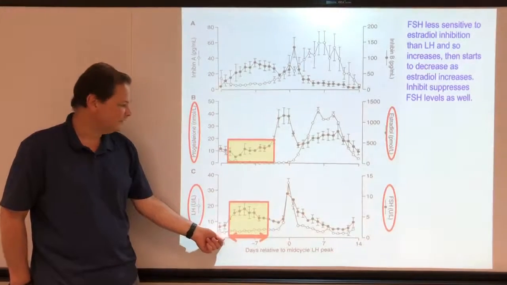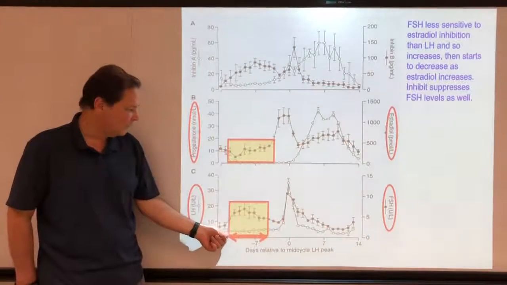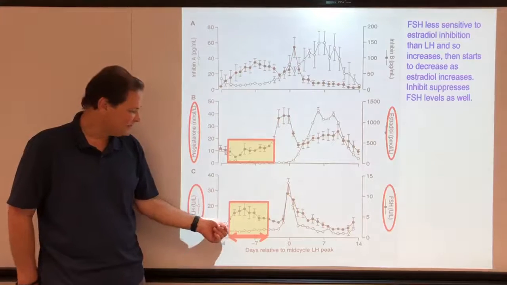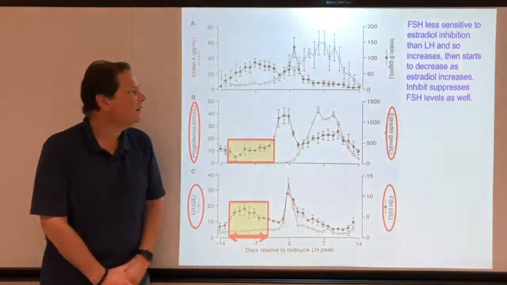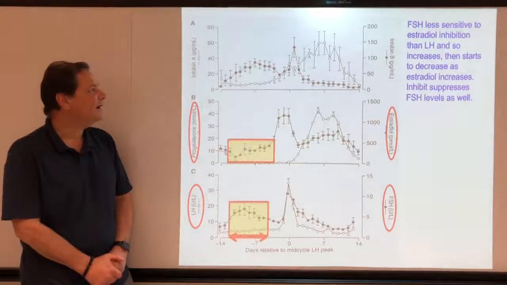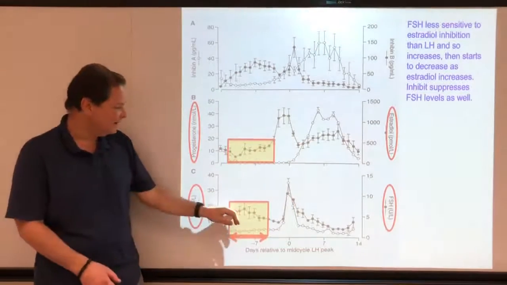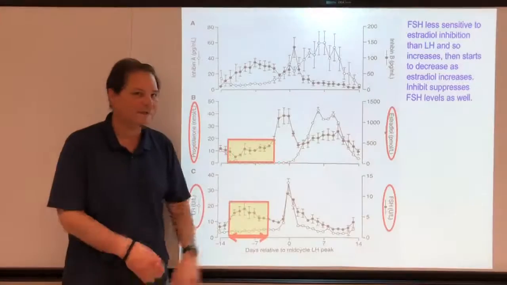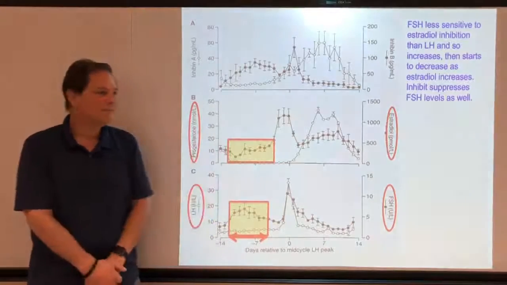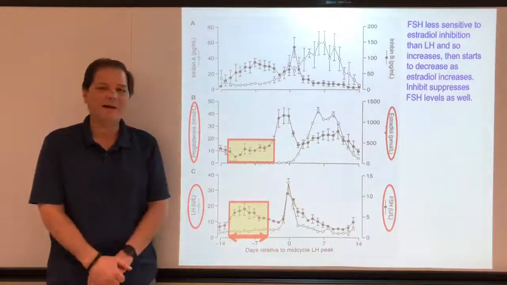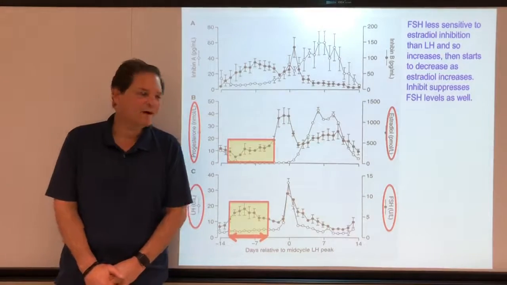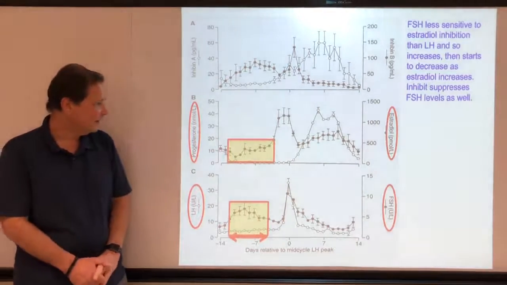Here's our LH and FSH. LH is more sensitive to estradiol, so it's lower here. FSH actually increases during this phase a little bit, and then eventually it decreases as the estradiol concentration builds and as it starts to have a negative feedback effect upon its secretion as well. Okay.